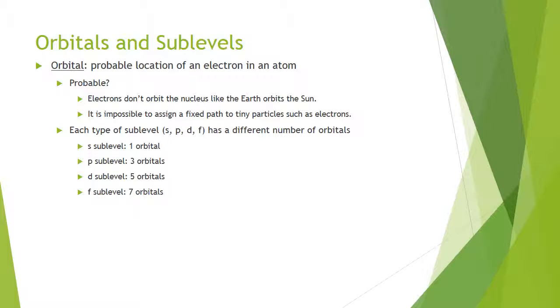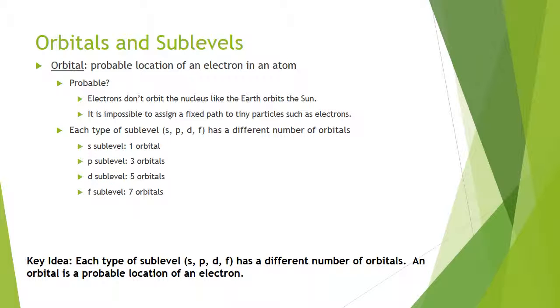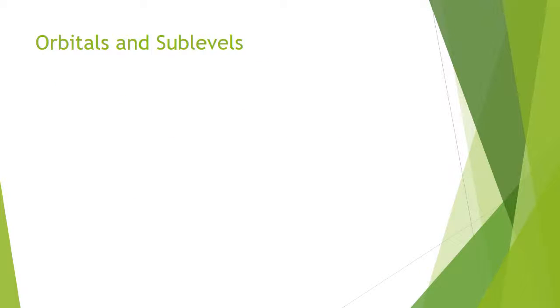Now you might be wondering, how can we remember this? Is it just something I have to memorize? Well, not really. So first of all, the key idea here: each type of sublevel, s, p, d, and f, has a different number of orbitals. And an orbital is the probable location of an electron. So as far as how to help you remember this, here's a very helpful visual that I found over the years that students really like. Use boxes to represent the orbitals. Here's what I mean by that.